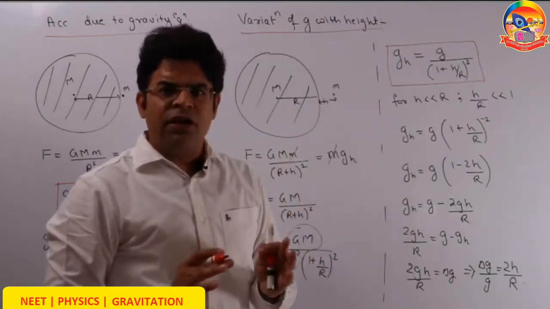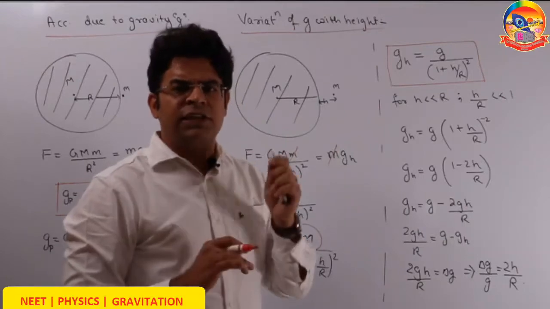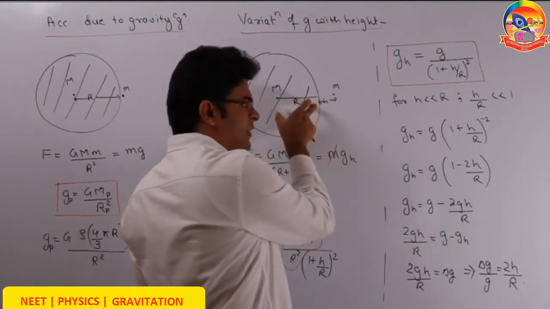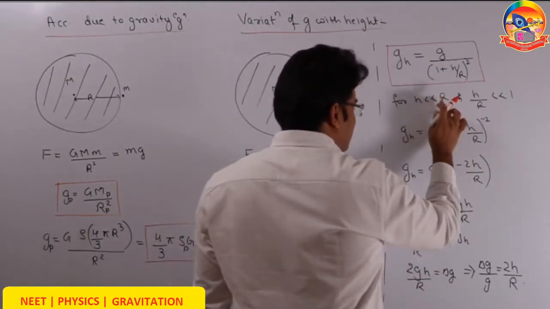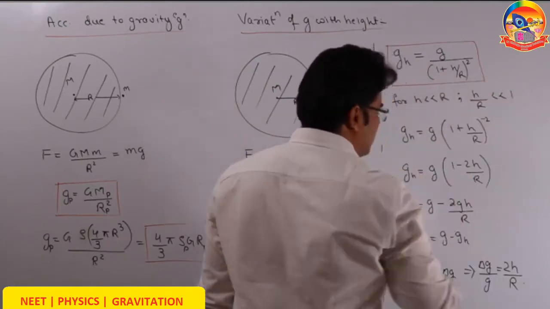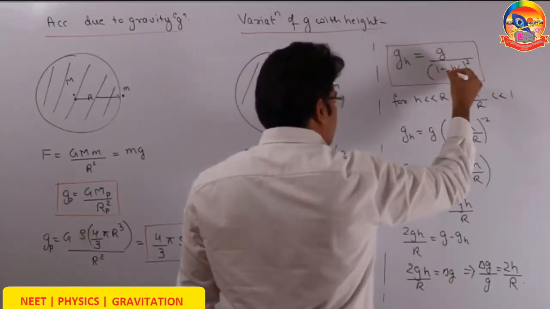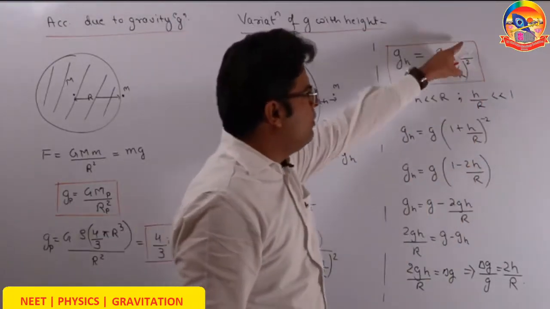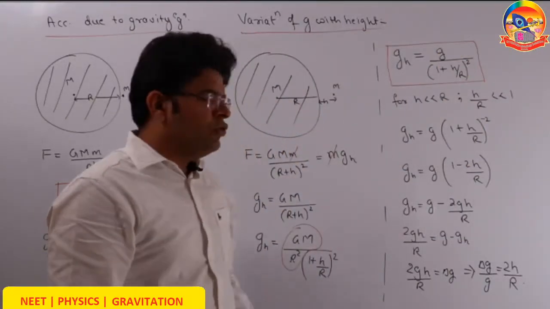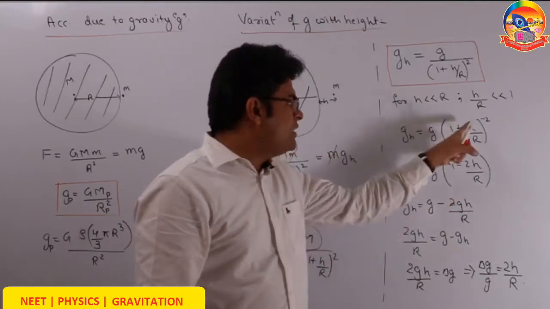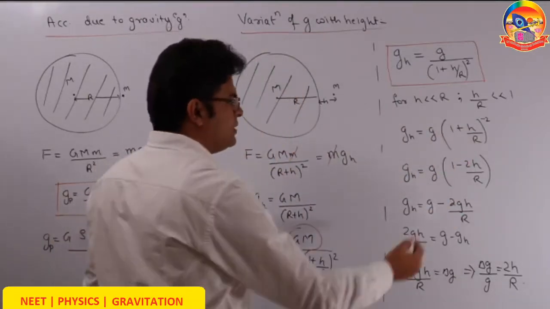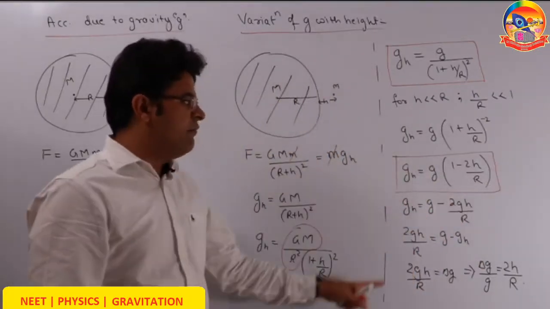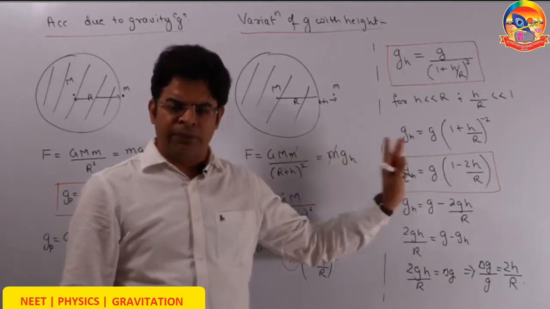But in everyday life, the height that we go above the surface of Earth is very small compared to the radius of Earth. So for height above the surface of Earth less than the radius, h by R will be a quantity less than 1. We can write this same expression g upon (1 plus h by R) whole square as g times (1 plus h by R) raised to the power of -2. This 2 in the denominator goes into the numerator and becomes -2. Using binomial approximation, for h by R less than 1, we can bring this power in front and write the acceleration due to gravity at height h equals acceleration due to gravity on the surface of Earth times (1 minus 2h by R).